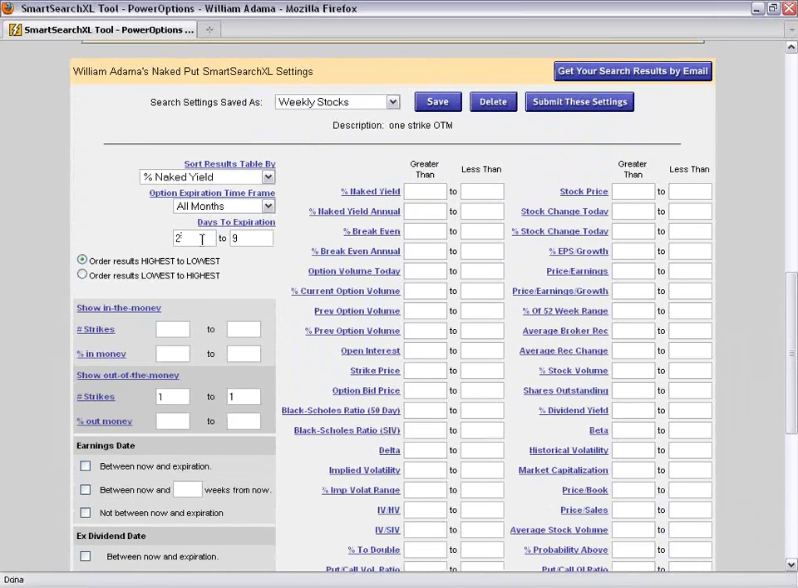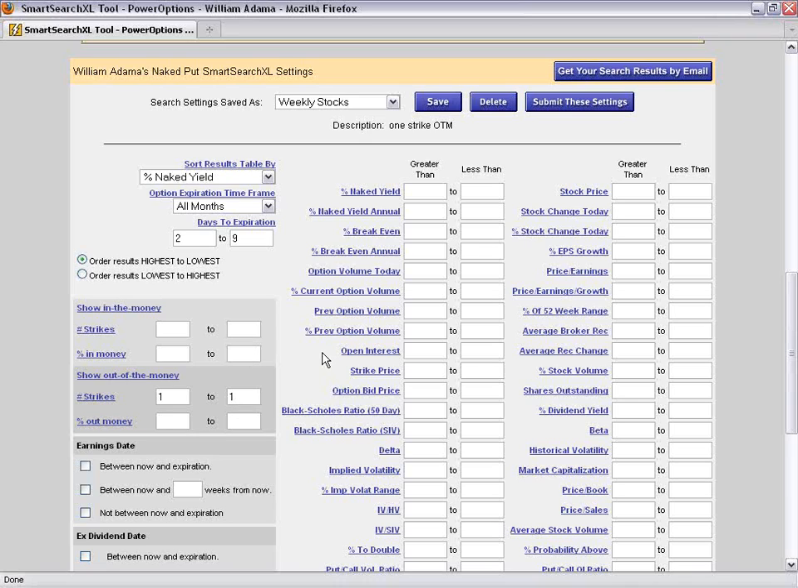And then I would have selected to put in the days to expiration between 2 to 9. And then at the same time just selected the number of strikes out of the money of 1 to 1. What I'm doing here is I'm only trying to see one strike on the weekly options for each of our available positions. Okay? All right.